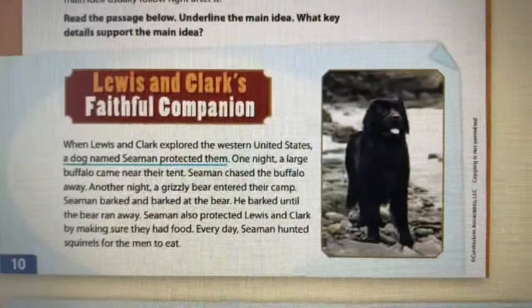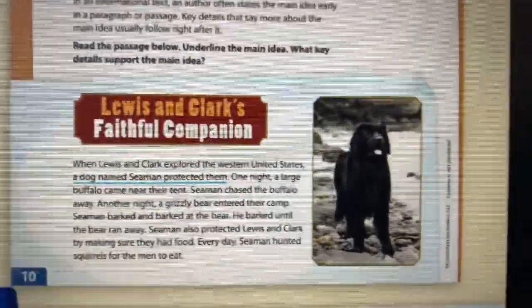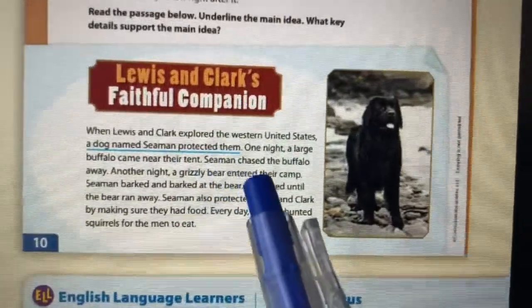Okay, so the main idea in this passage is going to be right here. A dog named Seaman protected them. So when I was trying to figure this out, I asked myself, what was the text mostly about? And I realized that the text was mostly about this dog that Lewis and Clark had and how it protected them. The rest of the passage talks about all the different ways this dog protected Lewis and Clark.